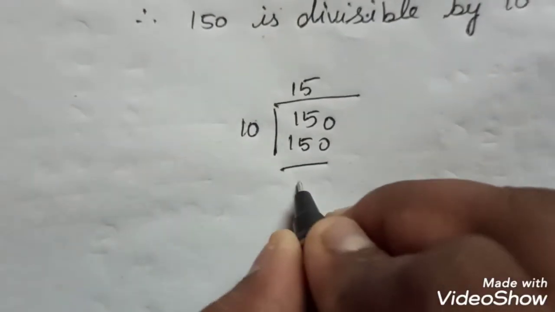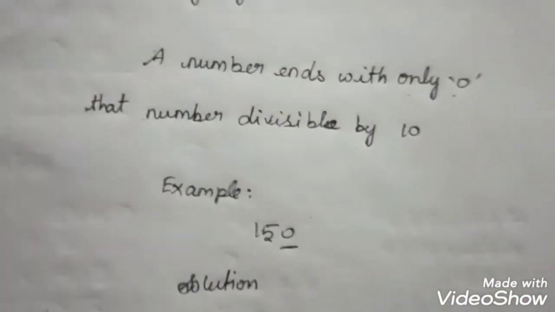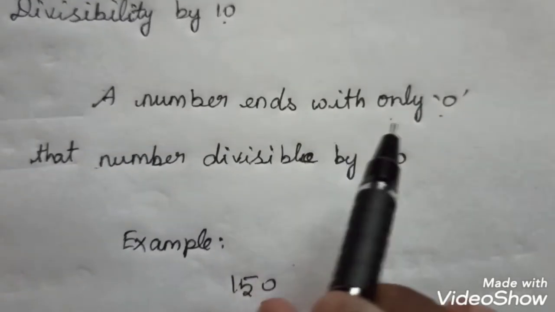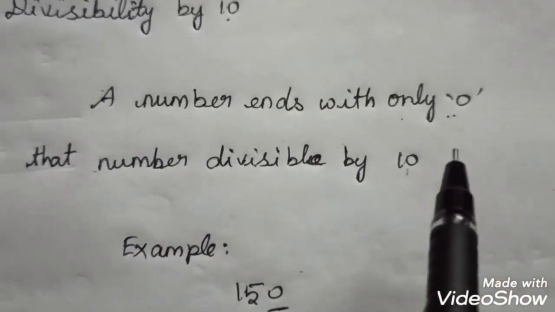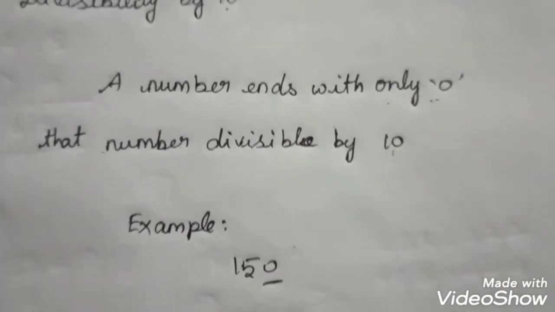The remainder becomes 0. So clearly, the divisibility rule for 10 is: if the unit digit of a number is 0, that number is divisible by 10. So here you conclude the divisibility rule.